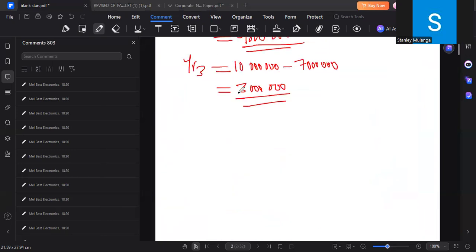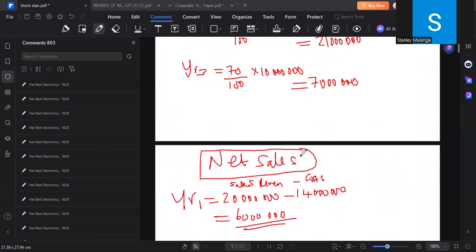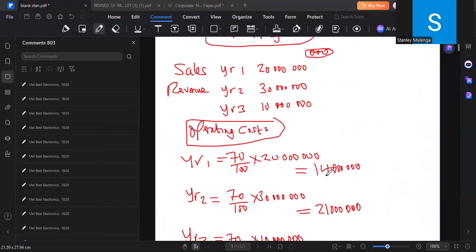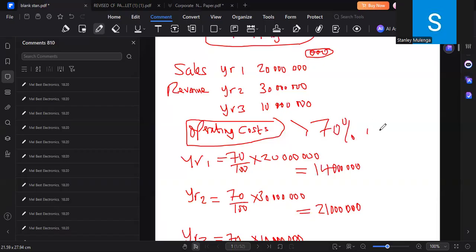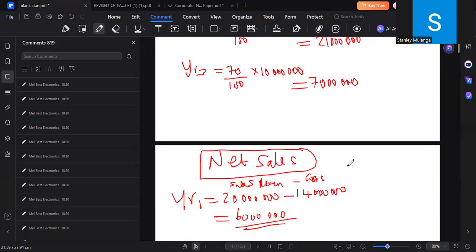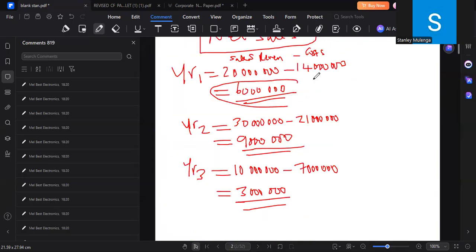The working is for the net sales: sales revenue minus costs. The costs were 70% of sales. Okay, so this is what we have, and then we quote these ones as net sales.